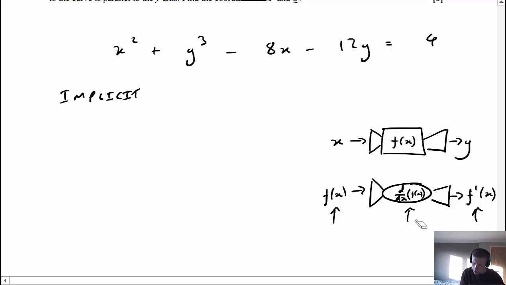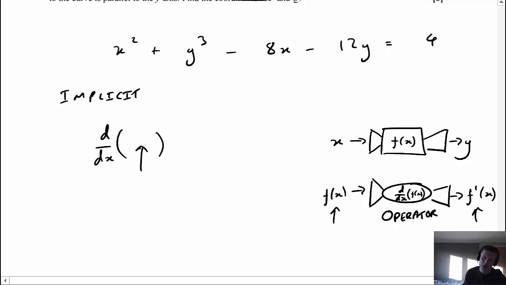Too many functions going on. We call it an operator instead, because operator just literally means the same kind of thing as a function. So the differential operator is d dx, and the thing which we want to differentiate goes in here. It behaves exactly the same way as a function. So if you see this written down, that's literally what it means.